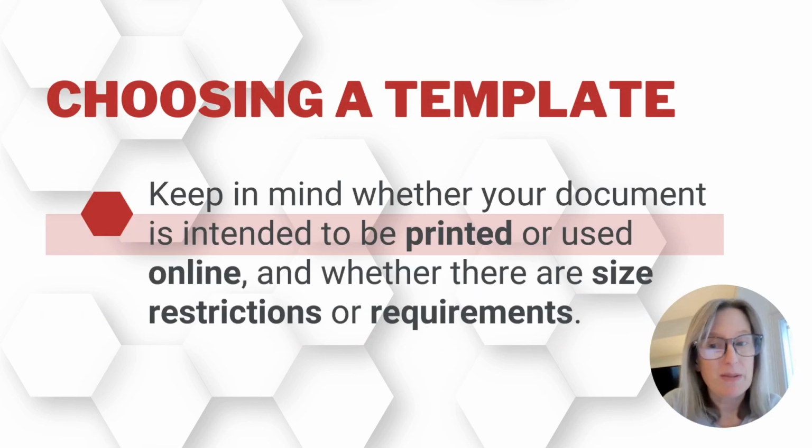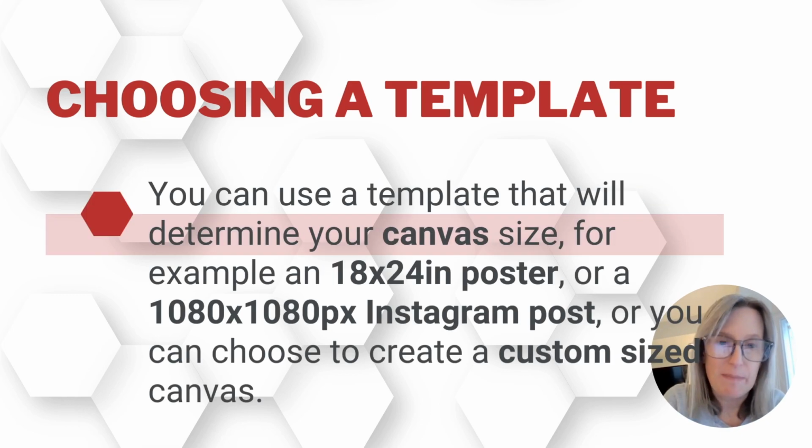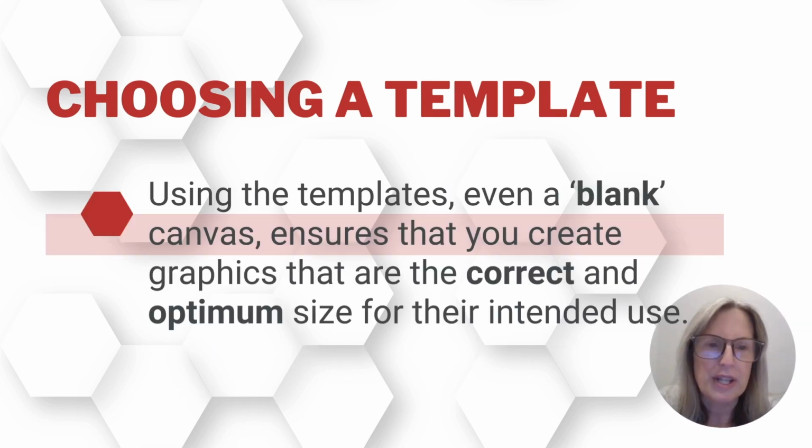First of all, keep in mind whether you intend to print your document or use it online. You also need to know whether there are any size restrictions or specific requirements for your document. You can choose a template that will determine your canvas size for you. So, for example, an 18 by 24 poster or a 1080 by 1080 Instagram post. Or you can choose to create a custom sized canvas for a specific purpose. Using the templates, even a blank canvas, ensures that you create graphics that are the correct and optimum size for their intended use. But how do we go about choosing a template?